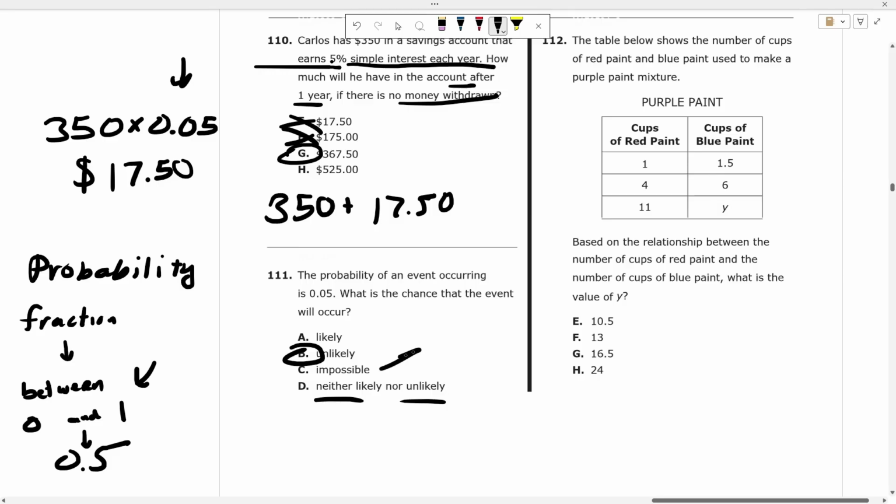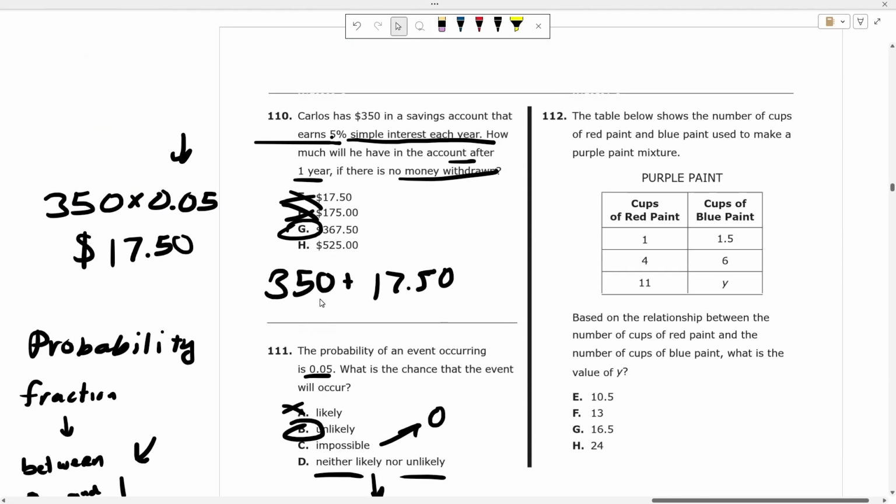Why isn't it impossible? Because there's still a chance that it happens. Even if it's a 0.05 chance, it can still happen. It would be impossible if the probability was 0. This is also not likely. This is still close to 0. This is very unlikely. So we can't choose A, and we can't choose D, neither likely nor unlikely, because this would be 0.5. So remember that our probability is always going to be between 0 and 1. It's usually a fraction, but every fraction can be converted into a decimal. So the decimal has to be between 0 and 1.